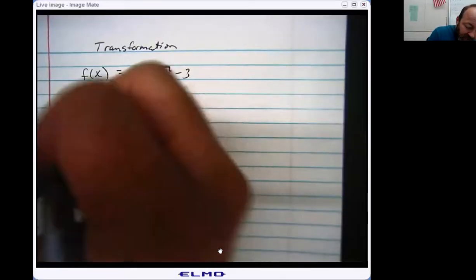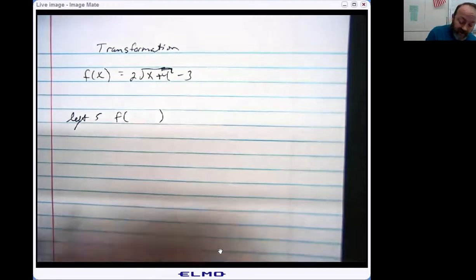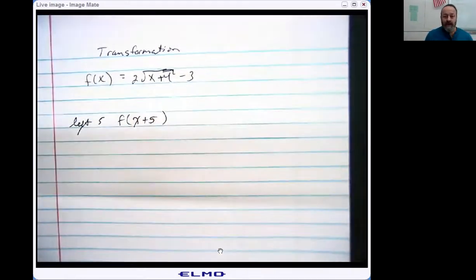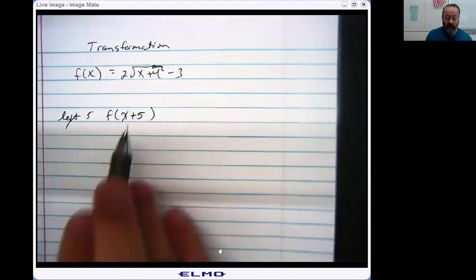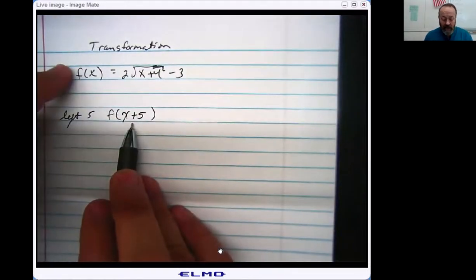Let's get back here to the share screen. Okay, so let's say I wanted to move this particular idea to the left 5 units. In other words, I wanted to take f of x plus 5. Now, historically, I've had a lot of people who totally understand what that says, but they have trouble actually applying it in here.